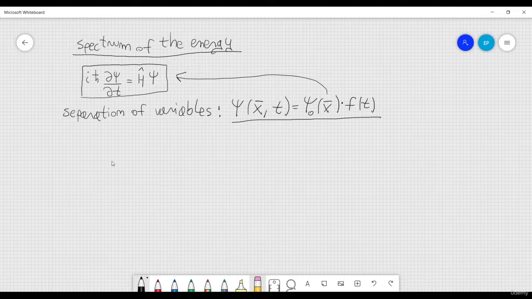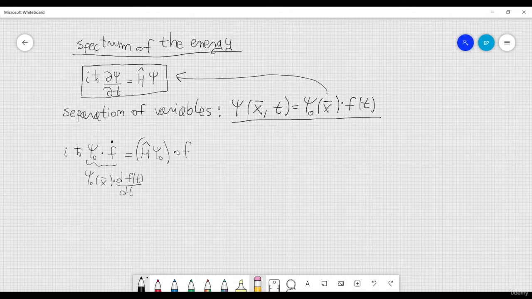Now let's do that. The left hand side is i h bar d psi over dt, so there will just be psi 0 times f dot, where f dot is the derivative with respect to time of the function f. Here I'm just using shorthand to denote psi 0 of x times df of t dt. So the derivative only acts on the function f on the left, whereas on the right we have H hat, the Hamiltonian, which only acts on psi 0.